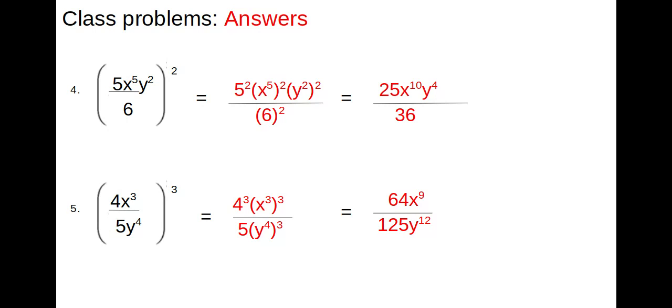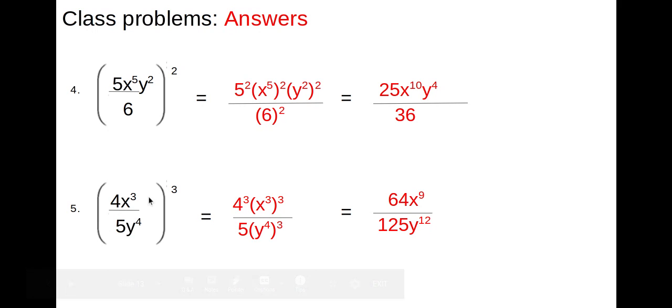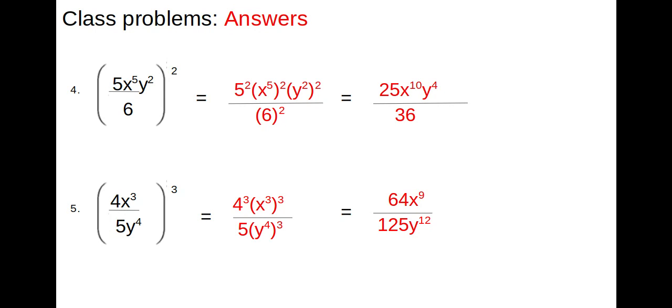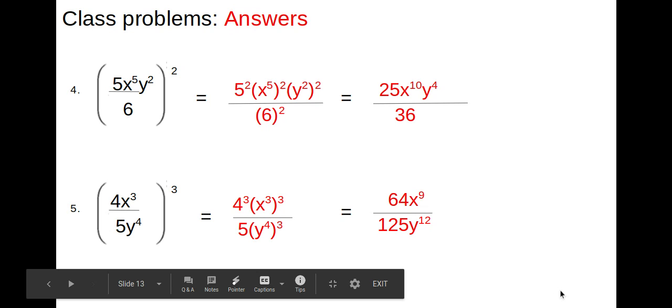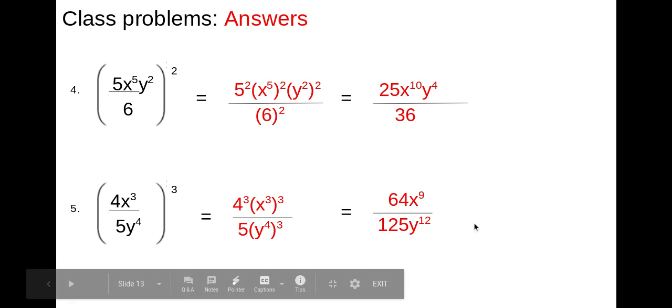And now for our last problem, it is 4x to the 3rd, divided by 5y to the 4th, all raised to the 3rd power. And right here we have power of a quotient, which is 4 to the 3rd power, and x to the 3rd raised to the 3rd. And now it's 5, which is y to the 4th power raised to the 3rd power. And the answer to that, which is power of a power, is 64x to the 9th, divided by 125y to the 12th.